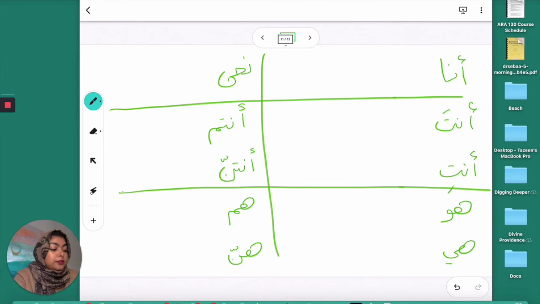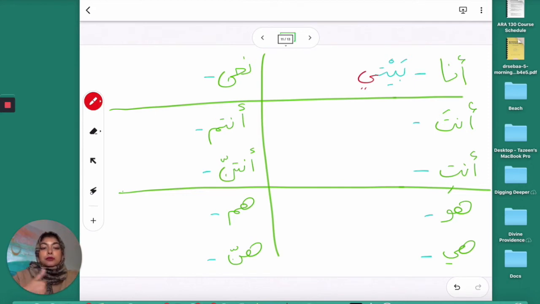So now what you want to do is, for each of these, we're going to do two words. Okay. We're going to do the word bait. So I'll add here baiti, where you take the word bait and you're going to attach the correct pronoun to the end. So I'm putting it next to ana so that you know it refers to yourself, that it's my house. Okay? So you're going to do the word bait and then pause, do all of them, come back, and then I'll give you another word to practice.